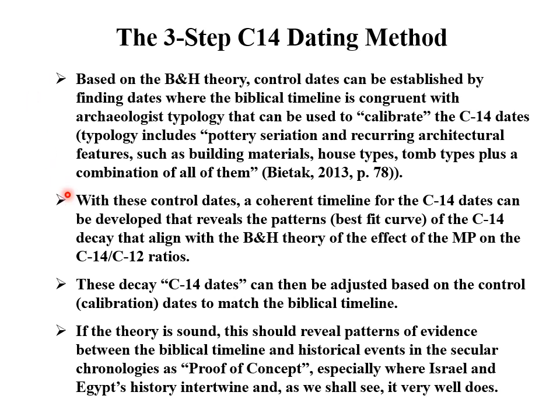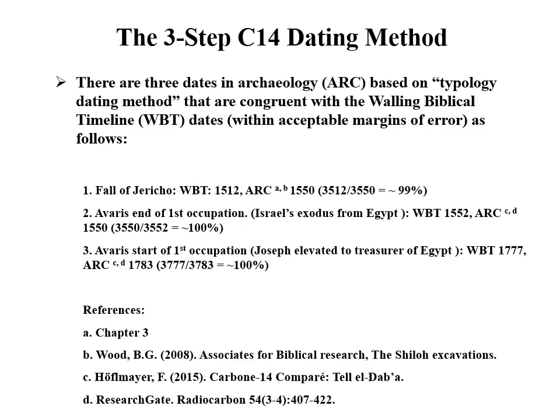Okay, if the theory is sound, this should reveal patterns of evidence between the biblical timeline and historical events and the secular chronologies as proof of concept. All right, so you have the hypothesis, you have the testing. We're going to test it now. Proof of concept is that you'll have patterns of evidence between the biblical timeline and historical events when we adjust the historical events to match the timeline based on our calculations, okay, that we're getting ready to do here, especially where Israel and Egypt's history intertwine. And as we just see, it very well does, okay?